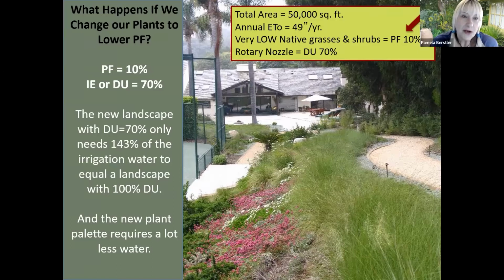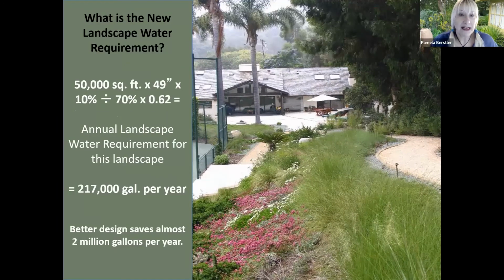But for the purposes of this discussion and this sales technique, really, we just stuck with the same landscape area. So now, what is the landscape water requirement for the new landscape? Well, we're still at 50,000 square feet. We are still at 49 inches ETO, but we've changed our plant factor. So we're multiplying by 10% now. And then we divide it all by 70% because remember, we have the more efficient irrigation. We convert it to gallons by multiplying by 0.62. And voila, what do you have? Well, you end up with a landscape that only requires 200,000 gallons of water a year.